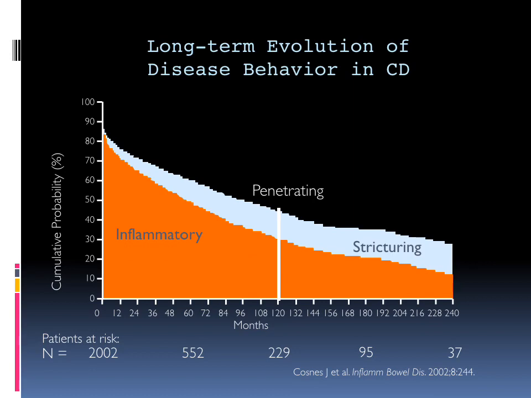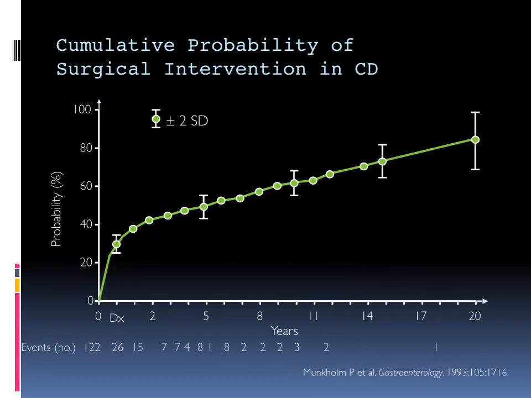The disease behavior: in the beginning it starts with an inflammatory component, but over time, with chronic inflammation, things change to a more fibrotic stage, and if you intervene early, you may prevent this stricturing. The probability of surgery over time in Crohn's disease increases steeply, similar to what you've seen in ulcerative colitis. And by the time you reach 20 years from diagnosis, if you are untreated in the natural history, then there is an 80% chance that you had at least one or more.